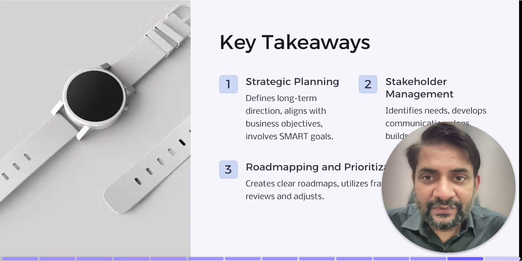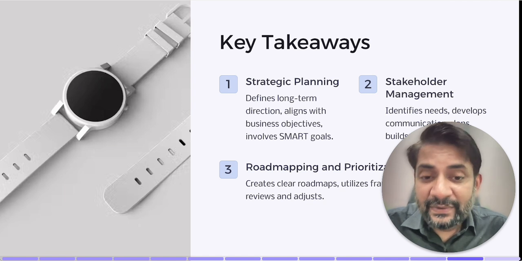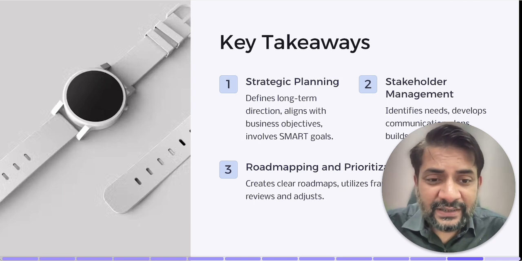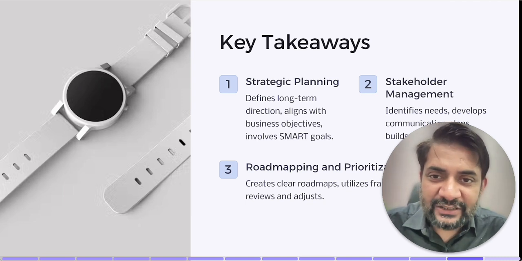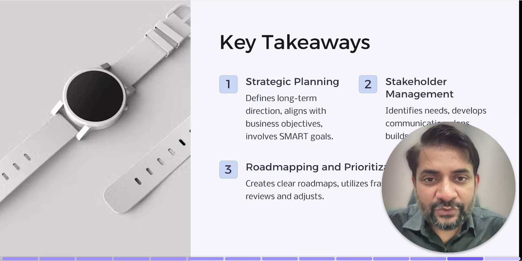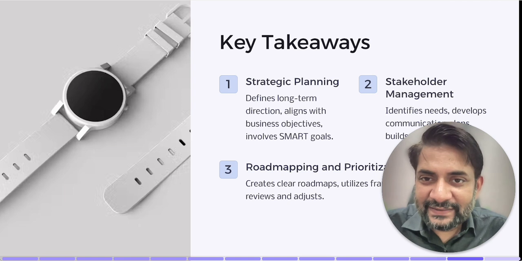So here are some of the key takeaways. Strategic planning is what we learned, which defines long-term direction and aligns with business objectives, involving SMART goals. We learned about stakeholder management: it identifies needs, develops communication plans, builds strong relationships, and manages expectations. Then we learned about road mapping and prioritization: creating a clear and strategic roadmap and utilizing prioritization frameworks like MoSCoW and RICE.